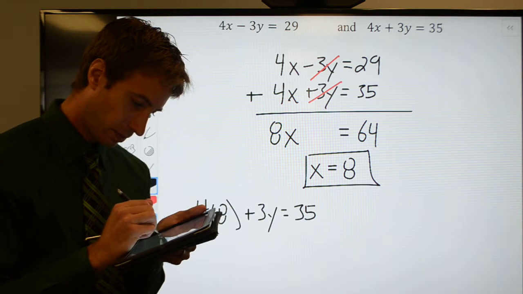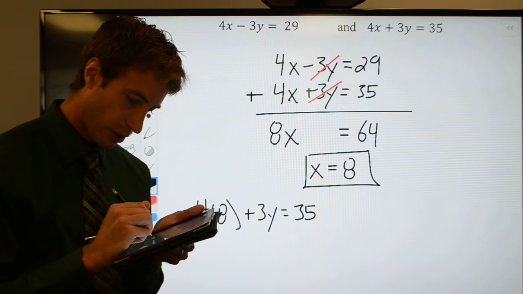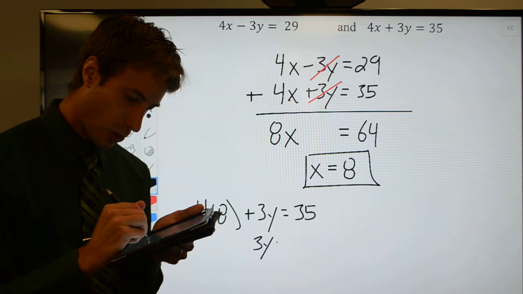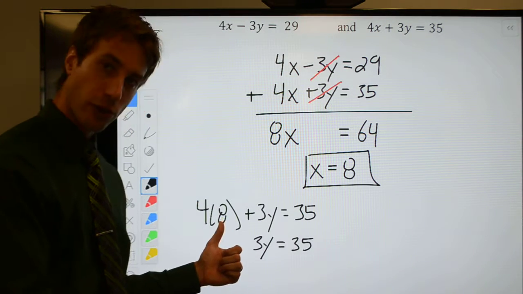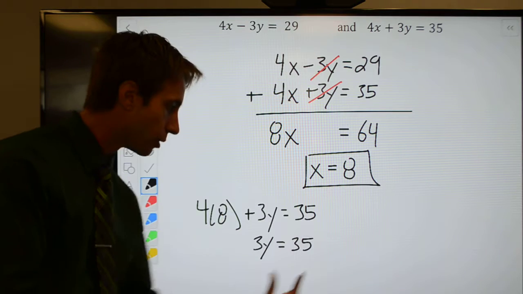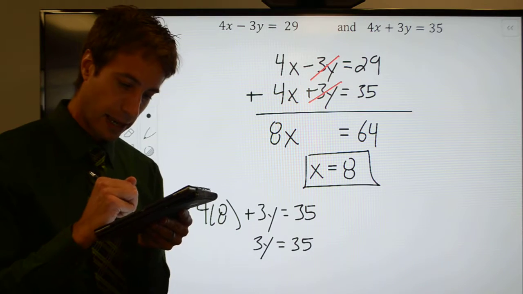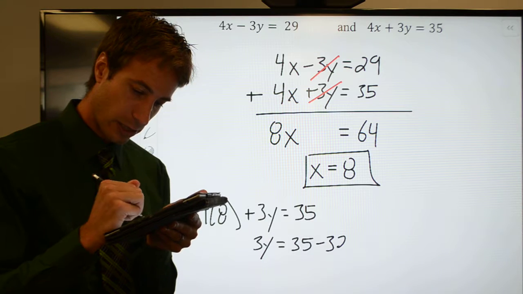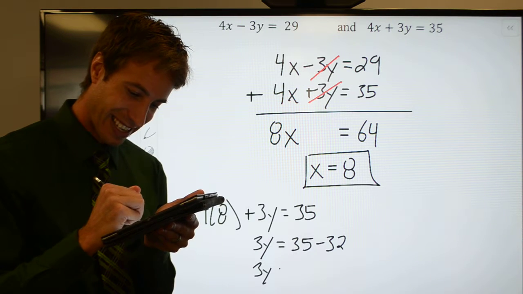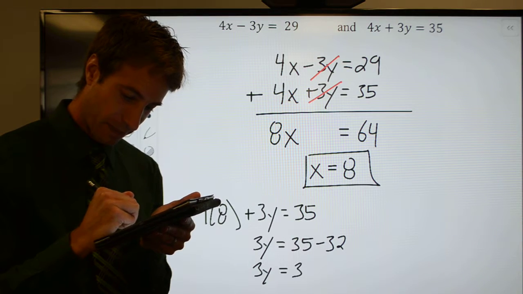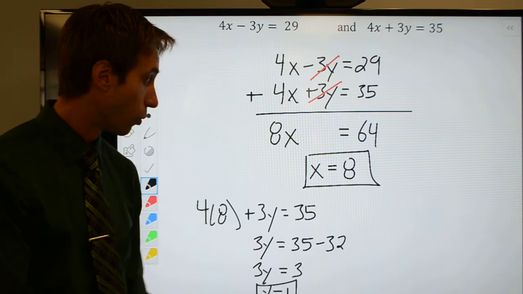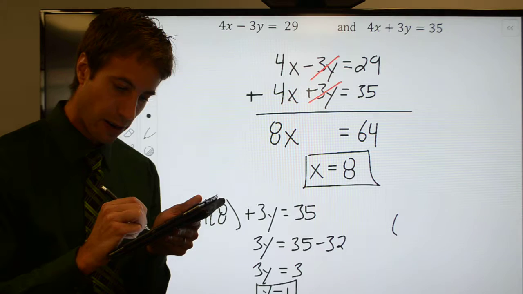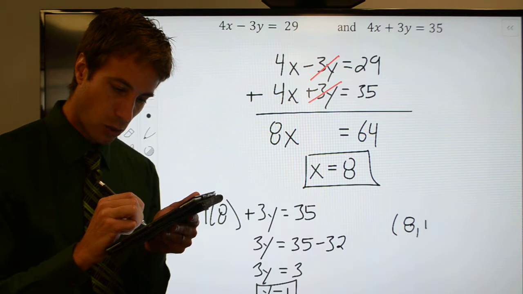4 times 8 is 32, which means I have 3y is equal to a 35. Since 4 times 8 is 32, and it'd be a positive 32, I'd have to subtract it to the other side, so minus 32. That means I have 3y is equal, look at that, 3. And we get y is equal to 1, which means I have an ordered pair of 8, comma 1.